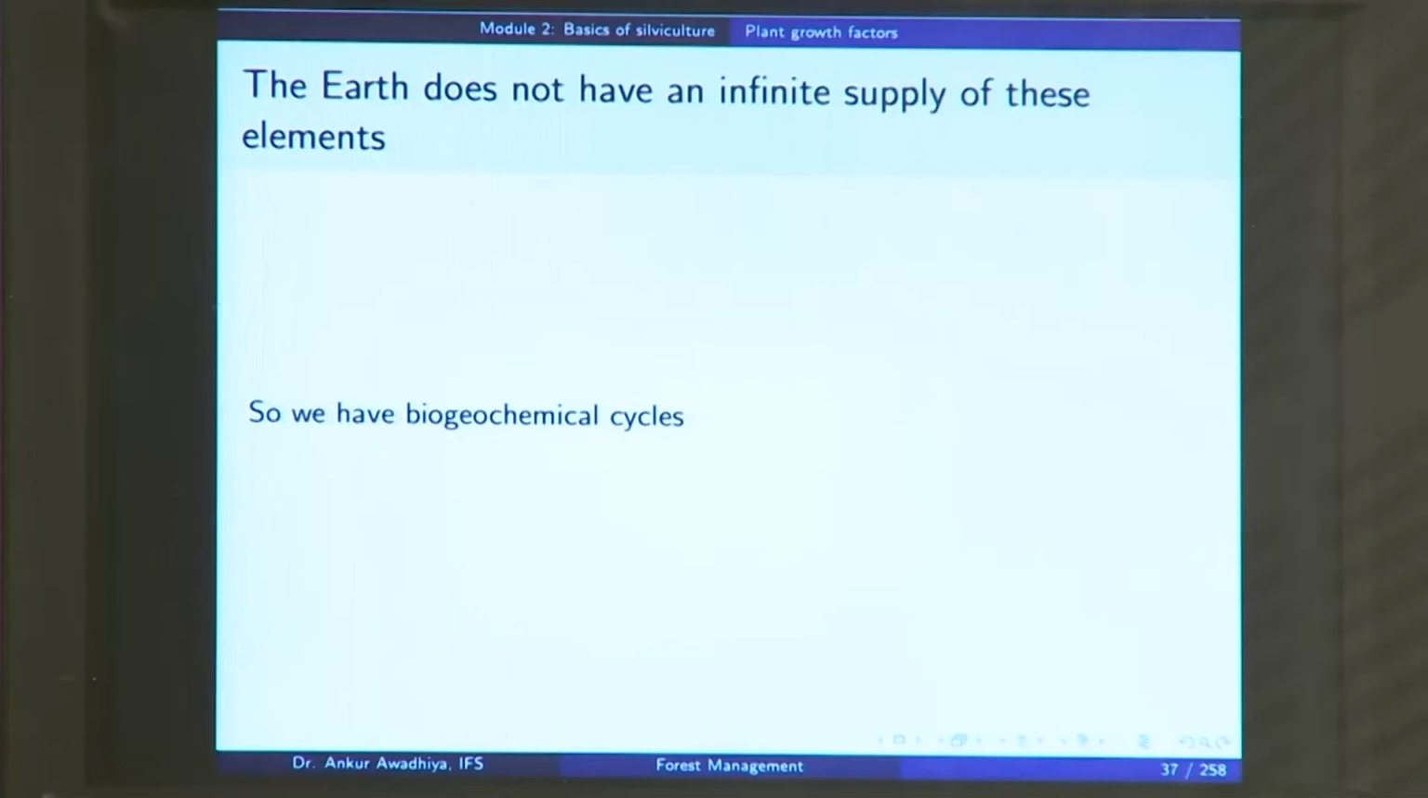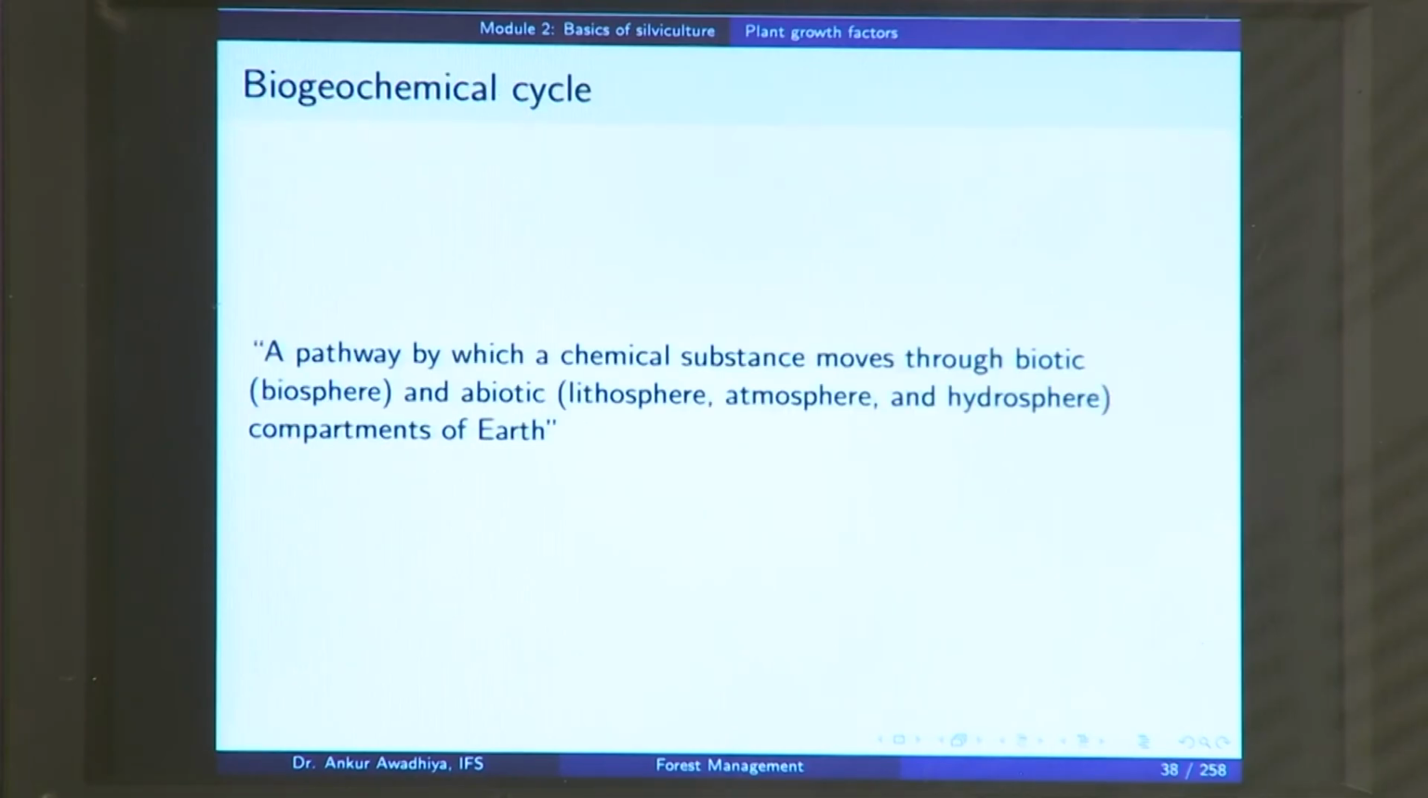Now, on our planet Earth, the soil has been able to support life for a very long period of time. So, where do we get all these nutrients from? The answer is that the earth does not have an infinite supply of these elements, but we do have the biogeochemical cycles. Now, what is a biogeochemical cycle?